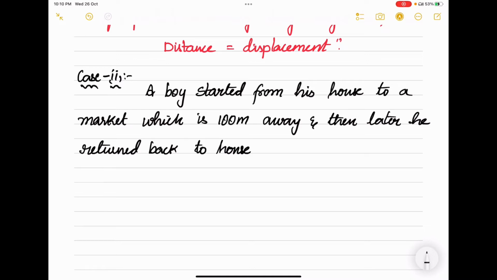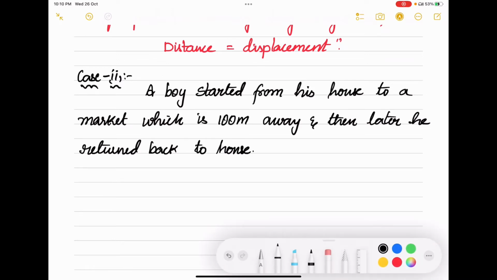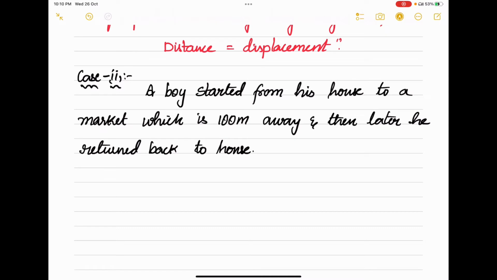That's it. Again in this case, to understand clearly, a boy started from his house to a market. As usual, house is the initial point of the boy, to a market which is 100 meter away. He reached the market and then later he returned back to house. Again he came back to his house, so his final position is again house only.